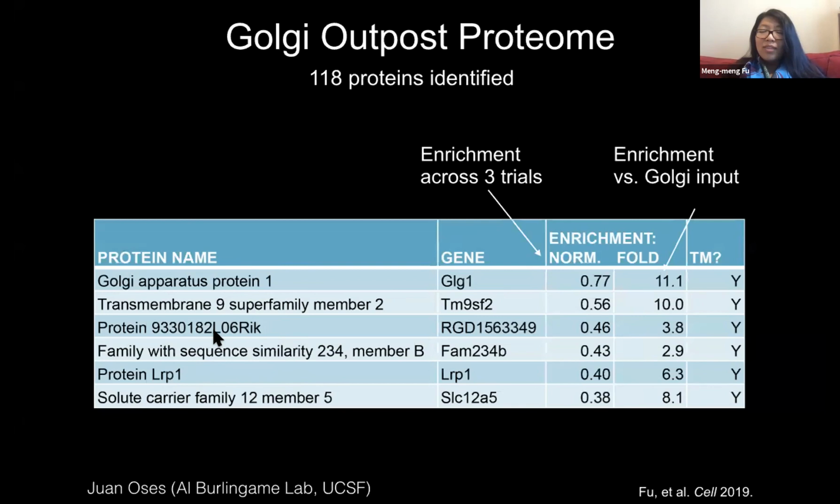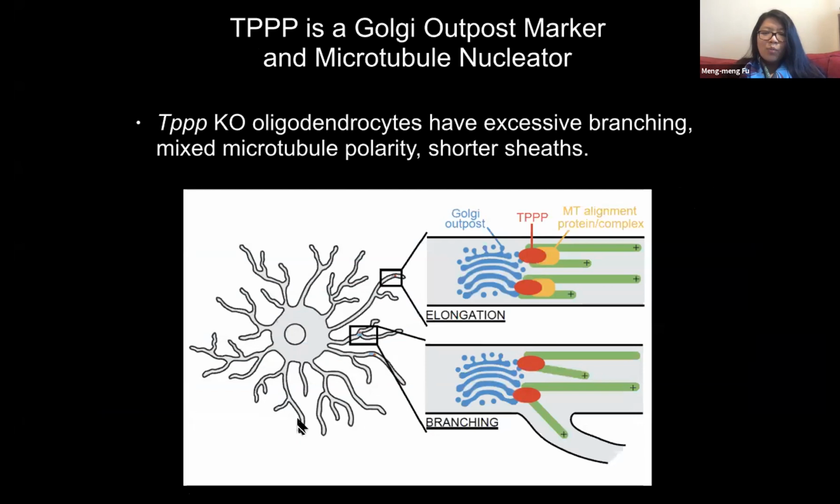So to summarize what I've shown you about the TPPP story, TPPP is a Golgi Outpost specific protein. And in unpublished data, we now believe that there is an alignment complex of MAPs that allows TPPP to mediate the uniform polarity. And therefore, based on that, if these alignment proteins are not associated with TPPP, this could allow the Golgi Outpost to become a nascent branching site for the formation of new microtubules, as without this yellow complex, microtubules would be able to nucleate at any given angle and therefore form new branches.